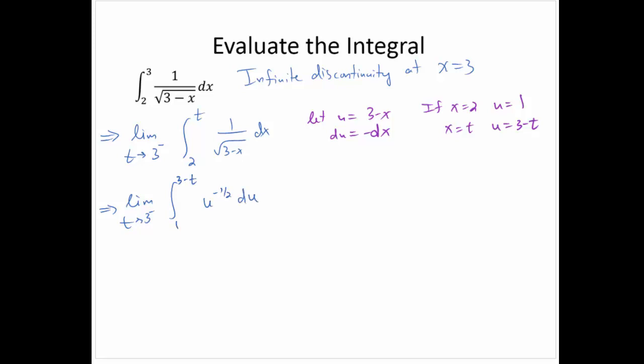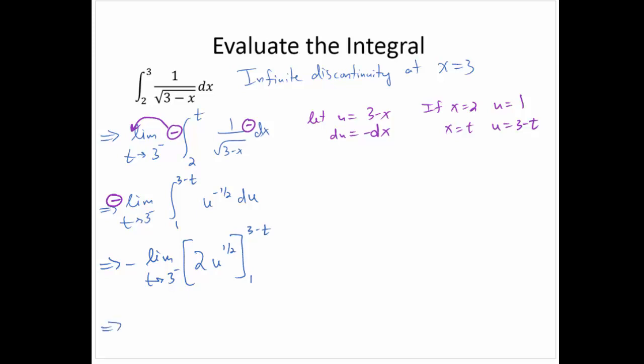Wait a second, I missed something, didn't I? du is negative dx, so I need a negative in here, so I would need a negative on the outside, and I can bring that outside of the limit. So I have negative limit as t approaches 3 from the left of the integral from 1 to 3 minus t of u to the negative 1/2 du. So this becomes negative limit as t approaches 3 from the left. The antiderivative of u to the negative 1/2 is 2u to the 1/2, and we'll evaluate that from 1 to 3 minus t.